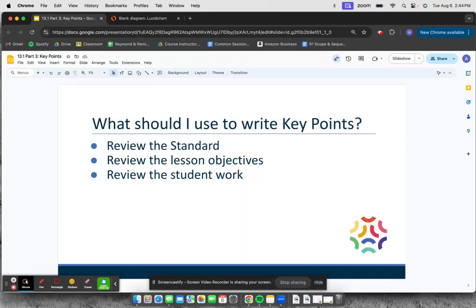So, how do I write key points? What should I look at? Well, first, you'll need to review the standard. You'll have to review the lesson objective or objectives. And you'll also want to review and actually do some of the student work to get a good idea of the skills involved in the concept you are teaching.